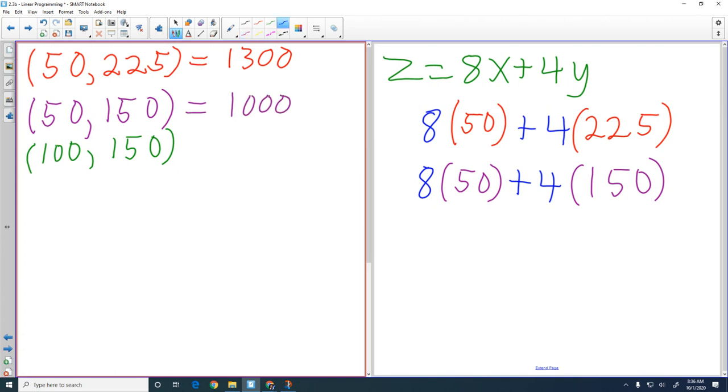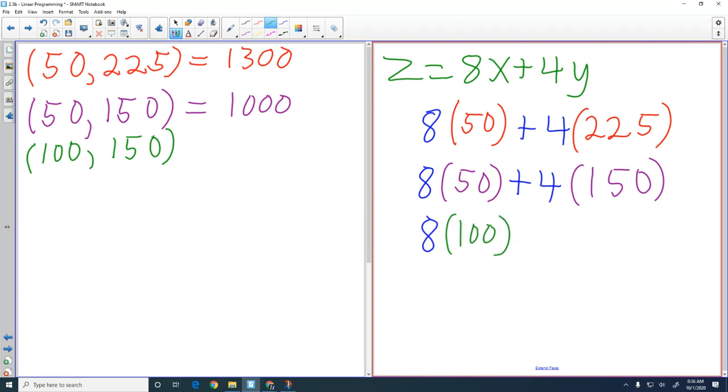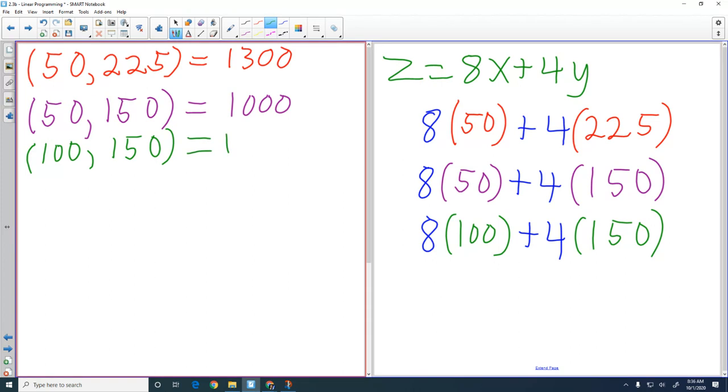And then that last one, 8 times 100 plus 4 times 150. And if you multiply this, what do we get? Anyone else? 1,400? Yeah? 1,400 good? Equals 1,400.